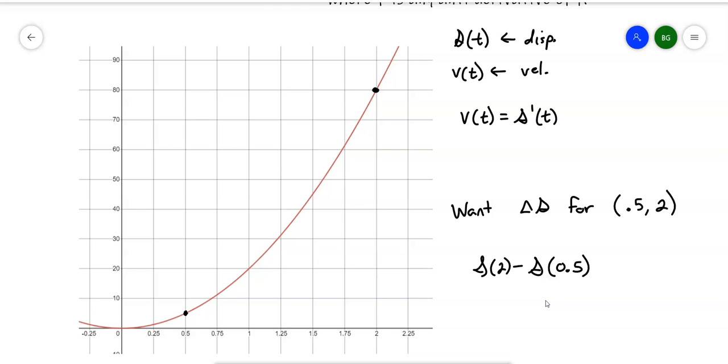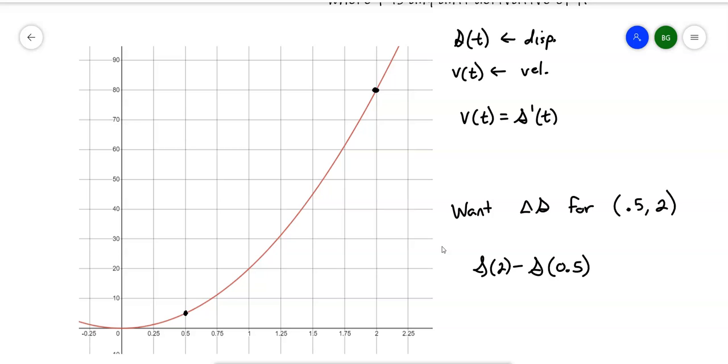Now, of course, we can see on the graph and at least estimate, right? You just take one minus the other, 80 minus 5, it looks like. It looks like we're going to get 75. Definitely we could do it that way, but I want to do it a different way. I want to think about the relationship between velocity and displacement and try to see if we can come up with this same solution a different way.